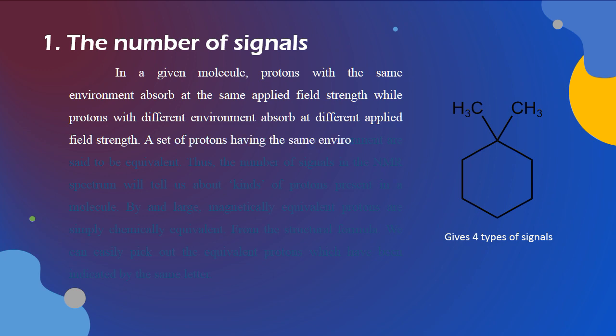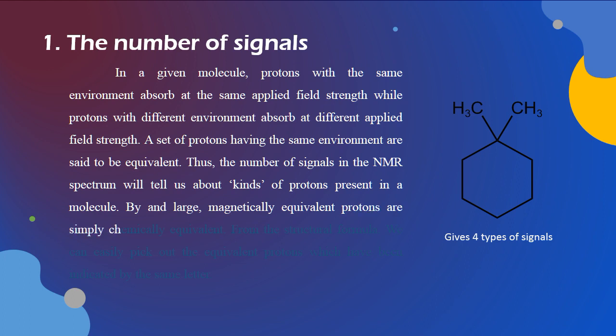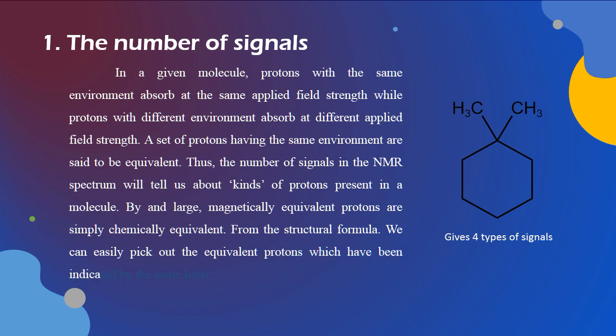A set of protons having the same environment are said to be equivalent. Thus, the number of signals in the NMR spectrum will tell us about the kinds of protons present in a molecule. By and large, magnetically equivalent protons are simply chemically equivalent. From the structural formula, we can easily pick out the equivalent protons, which have been indicated by the same letter.